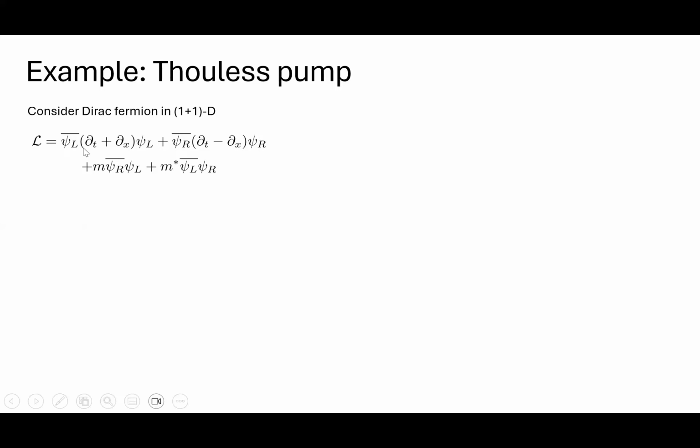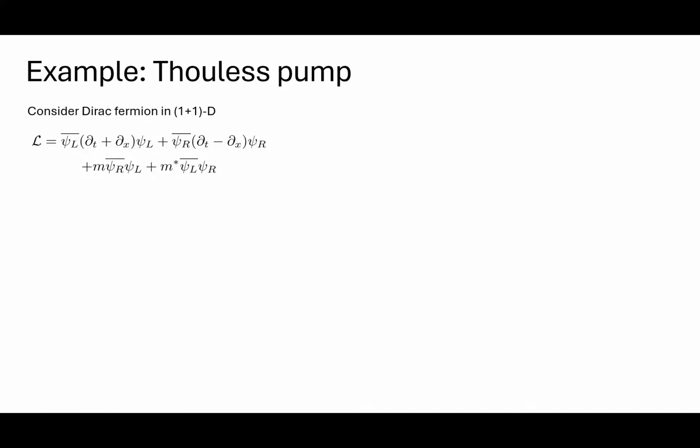So for example, you can consider a Dirac fermion in 1+1D. In 1+1D, there are two fermion modes: right-moving fermions psi_R and left-moving fermions psi_L. Then you can switch on a mass term, which couples the right-moving and left-moving modes. The mass, in general, can be a complex number, because it's m and then you just add m star here.